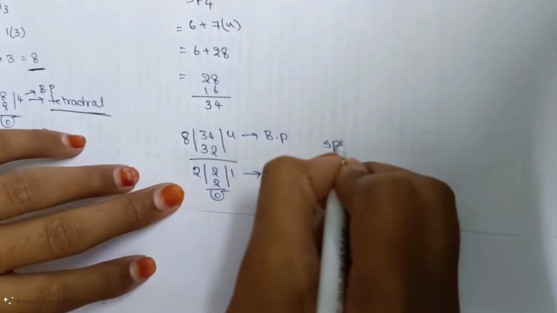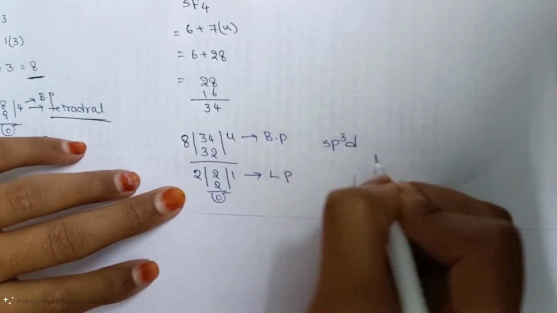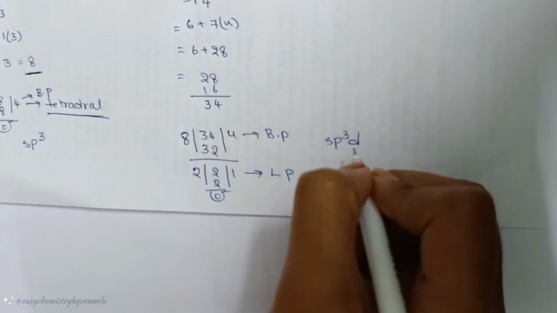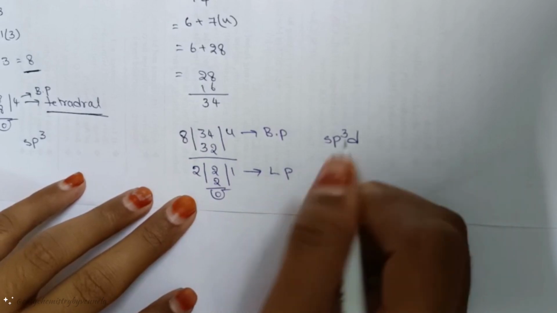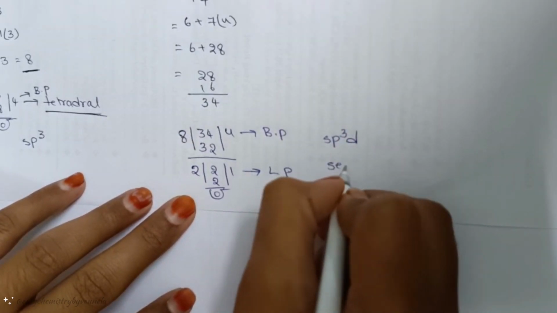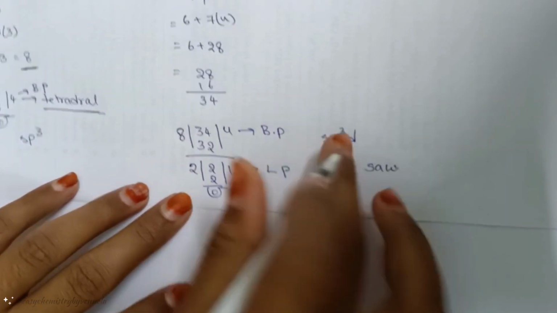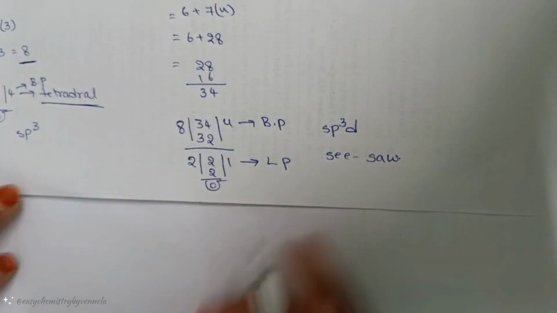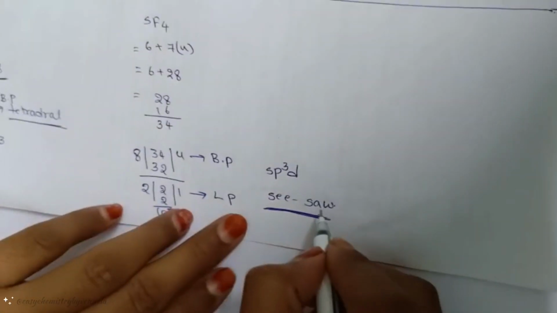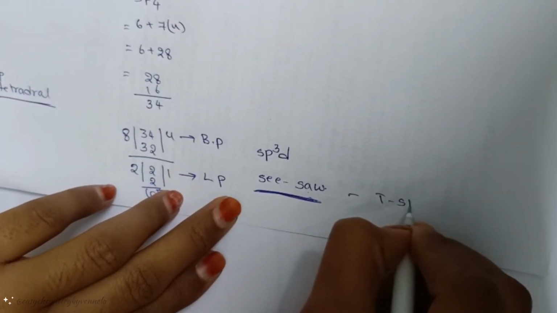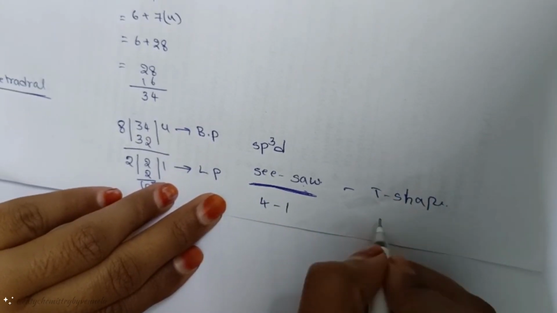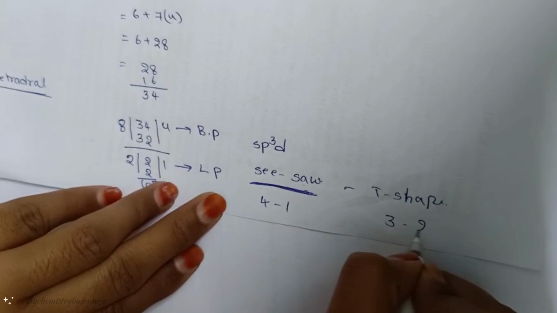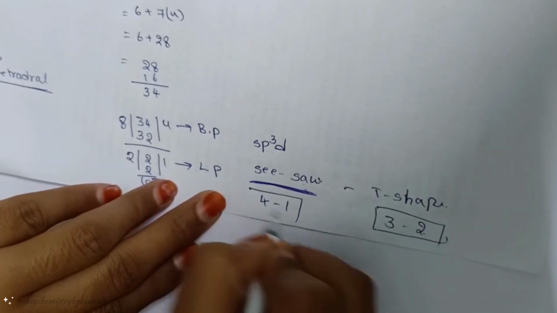What is hybridization? sp3d. Yeah, sp3d only. Next, what is the shape? Seesaw. Got it? This is very important. I think some members are confused about seesaw and T-shape. Seesaw has 4 bond pairs and 1 lone pair. T-shape has 3 bond pairs, 2 lone pairs. Remember it.